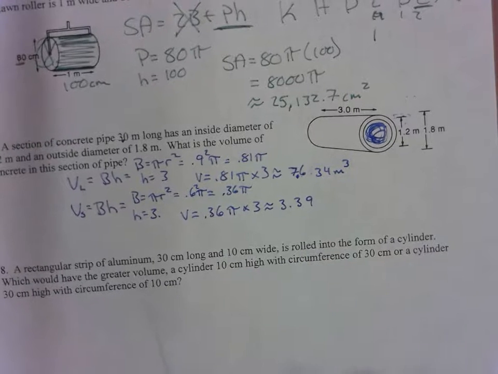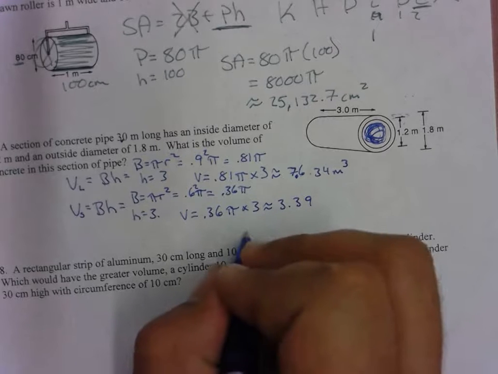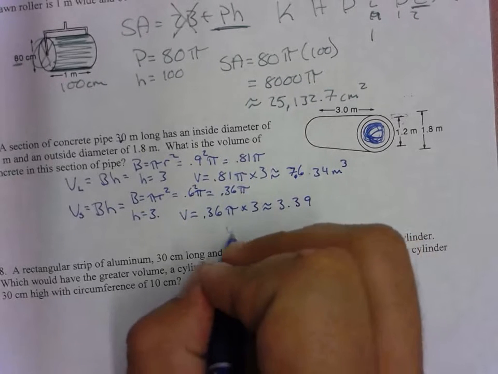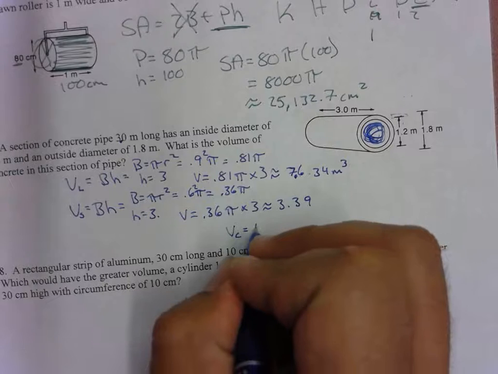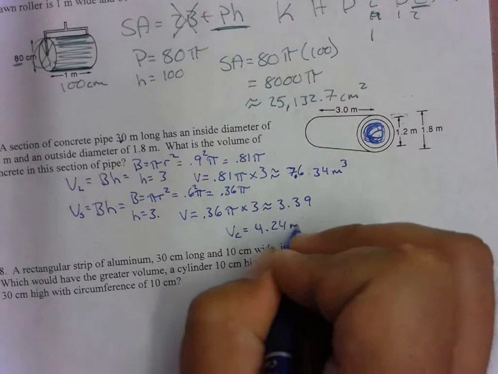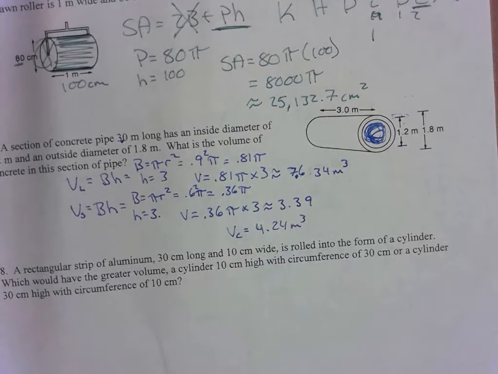It's 7.634. So you're going to take 7.634 and subtract 3.39. So the volume of the concrete is 4.24 meters cubed. I took the large cylinder, found the volume of it, took the small cylinder, found the volume of it, and subtracted.